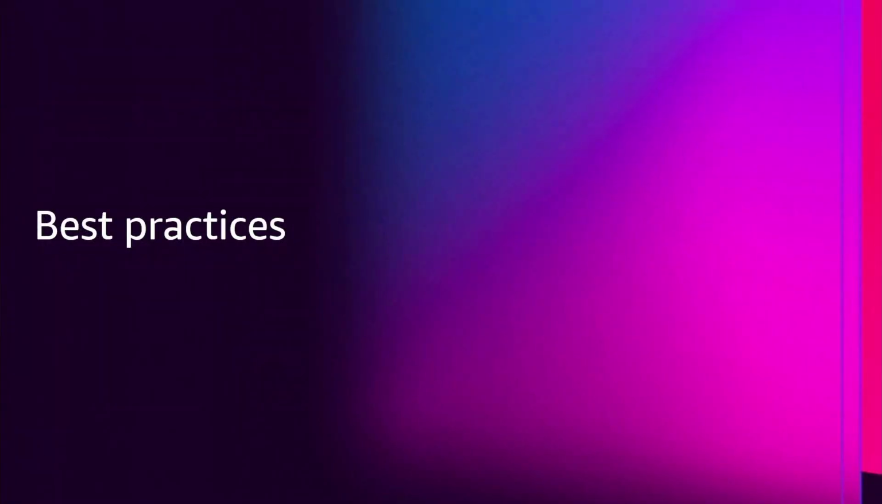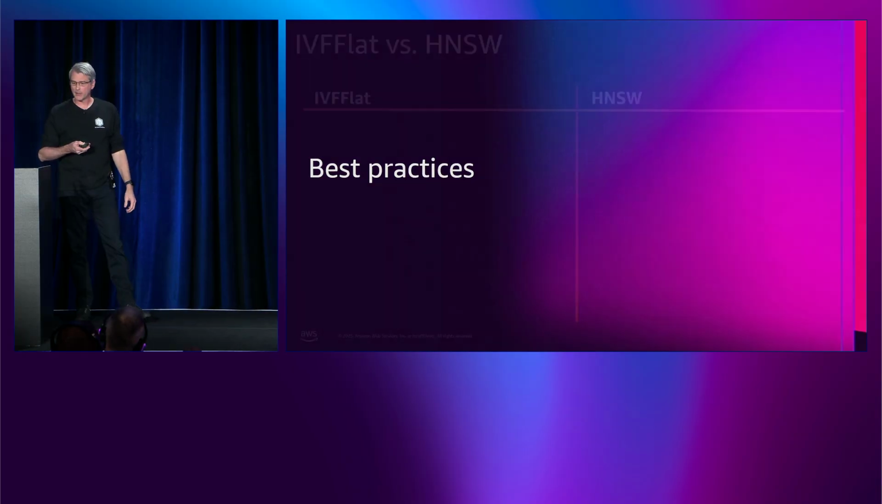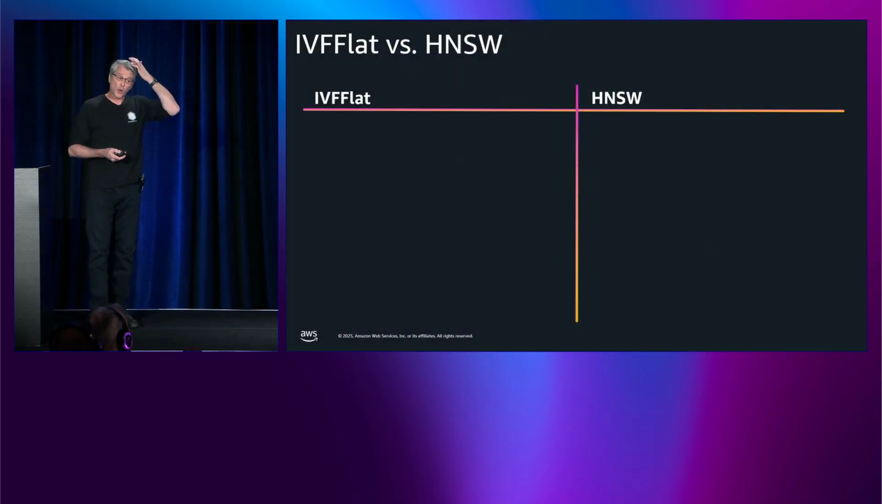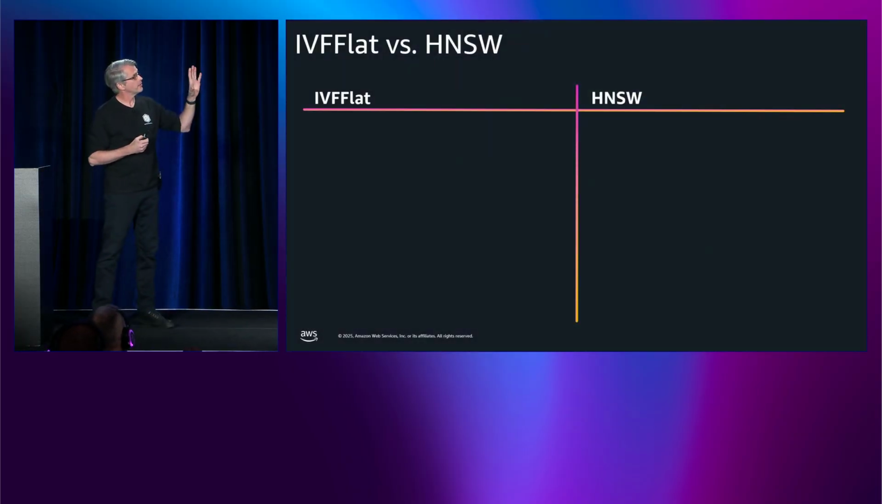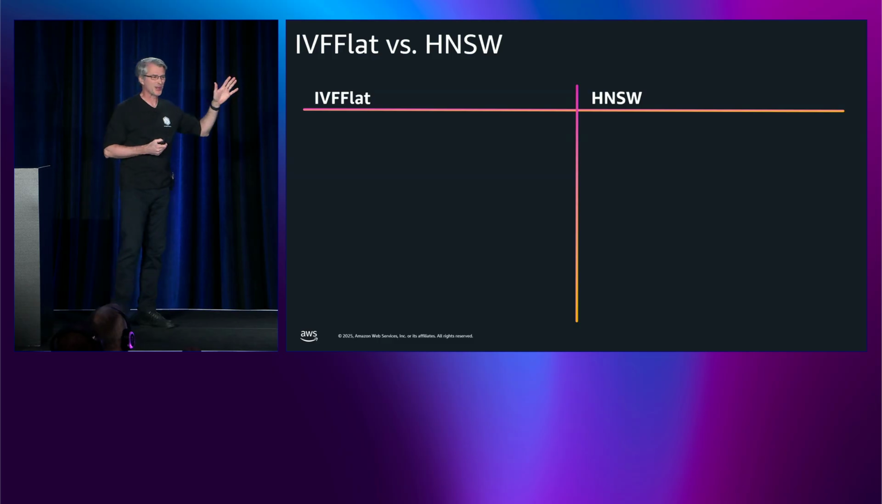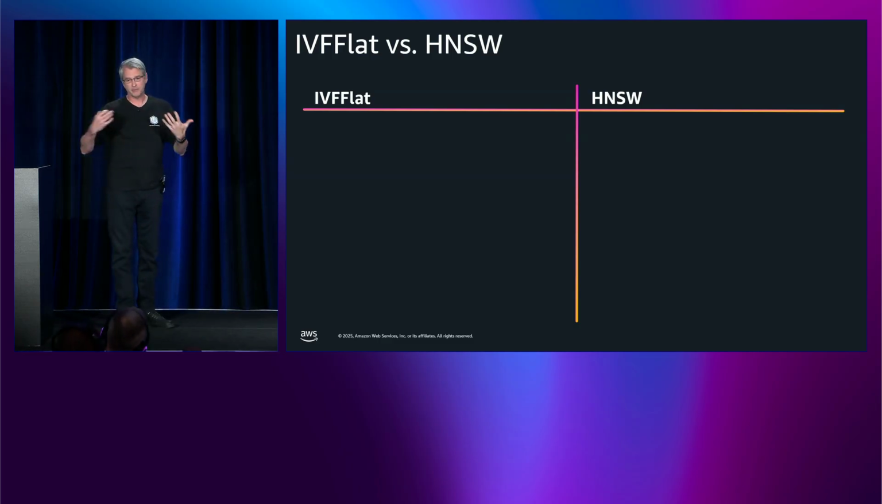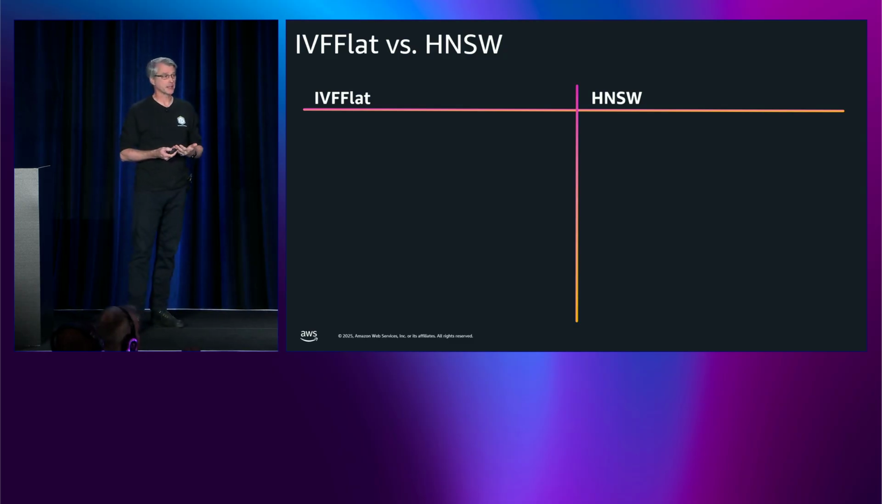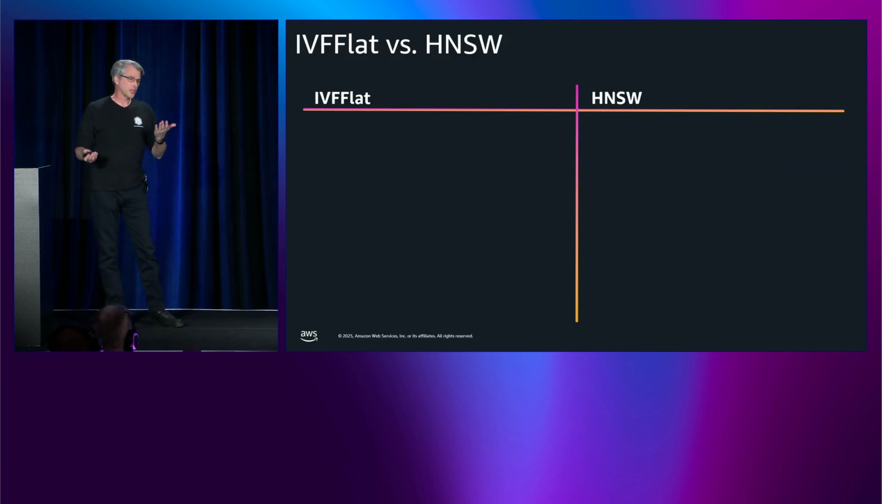Okay, so with that, let's talk about some best practices in the time that we've got left here. This is the first time you're seeing these in these presentations, but if you're familiar with vector embeddings on Amazon DocumentDB, we support two different types of vector indexes, IVF flat and HNSW. All right, so you've got two to choose from. Which one do I choose?